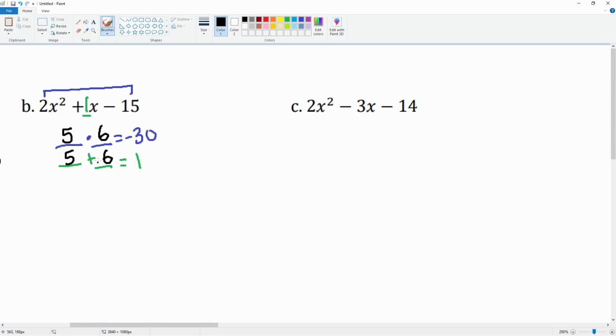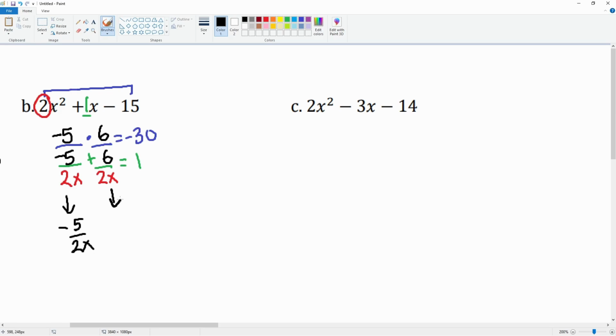Let's see what should be negative. If we put a negative on the 5, let's see if that works. Negative 5 times 6 is negative 30. Negative 5 plus 6 is 1. That's correct. Now we divide by the ax term, which is going to be 2x. Let's see. Does the negative 5 over 2x simplify? No, so it's just negative 5 over 2x.